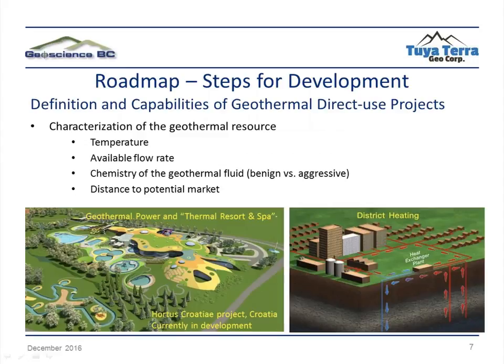So what we need to understand, though, before we move into a project is, what do we actually have? What is the temperature of that resource? How much water is flowing through it? How much can we extract? We need to understand basically what its chemistry is. Is it benign, say neutral pH, or is it quite acidic? Because that will make a big difference in how this project is developed and goes forward. And also we need to take into consideration, what's our market? What are we going to use either this power for or this heat energy?